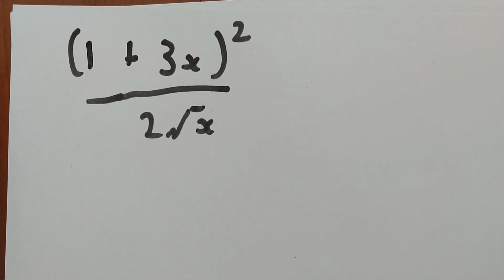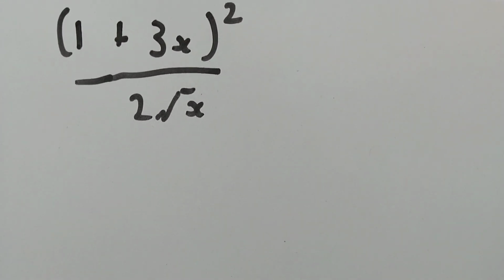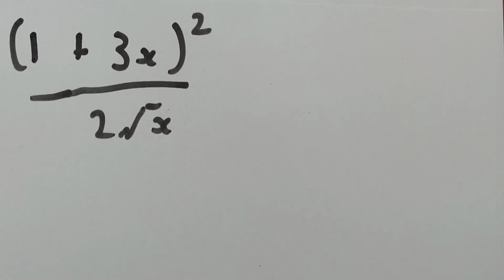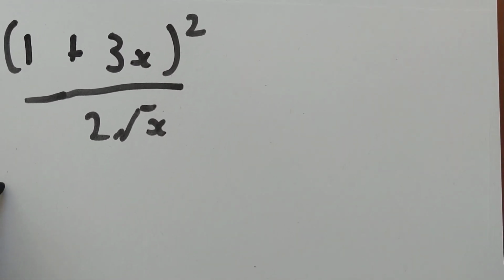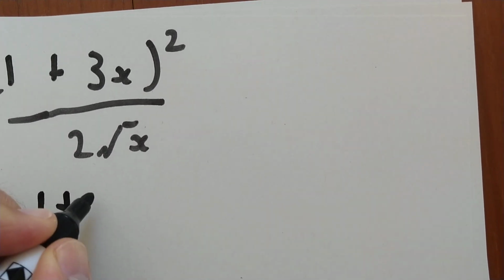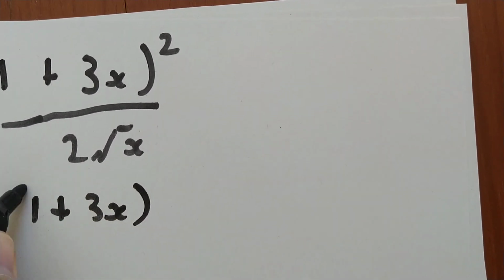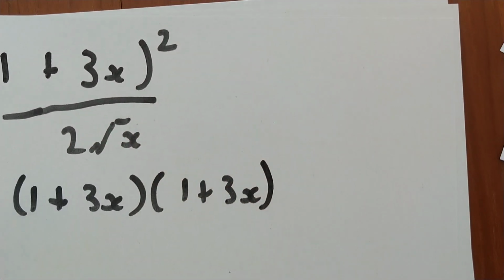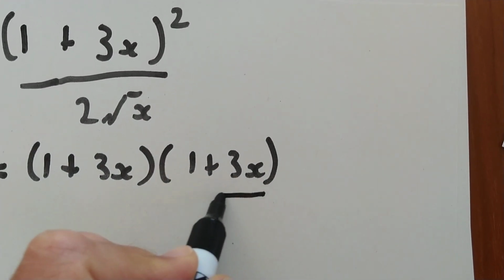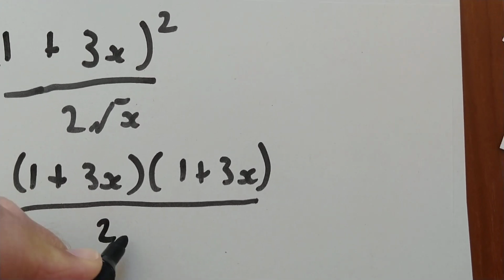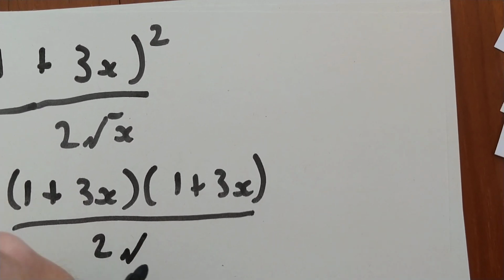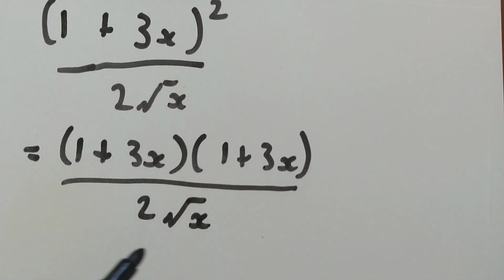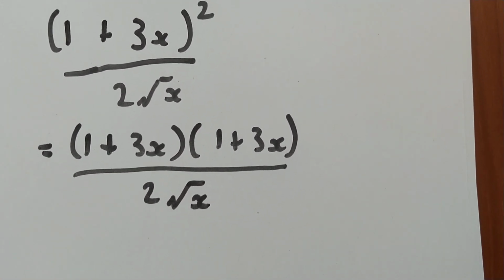Now, if you didn't know what to do with this, just do the bits you can. And hopefully as you do those, you'll see the next step. 1 plus 3x squared is, of course, anything squared, multiply it by itself. 1 plus 3x times 1 plus 3x over 2 root x. I'm going to work out the brackets first before I try and start dividing up into separate bits of denominator and so on.